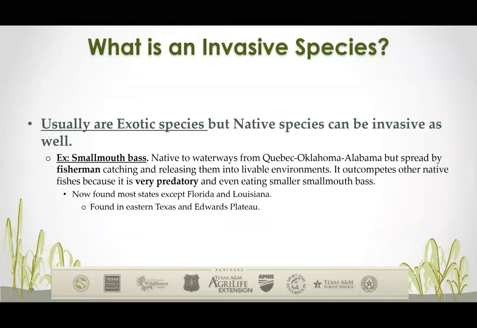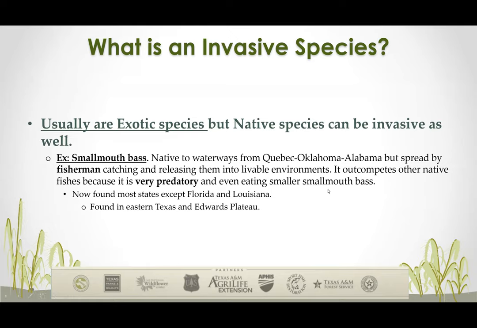It's important to note that they are usually an exotic species, like 95% of the time. However, we can think a species is native, but it can become invasive as well. One example is the smallmouth bass. It's native to the eastern part of North America, from Quebec, Oklahoma, down to Alabama. But then fishermen were catching and releasing them into other livable environments. It outcompetes other fishes. It's very predatory, and it even eats other smallmouth bass. So it's cannibalistic on top of that.